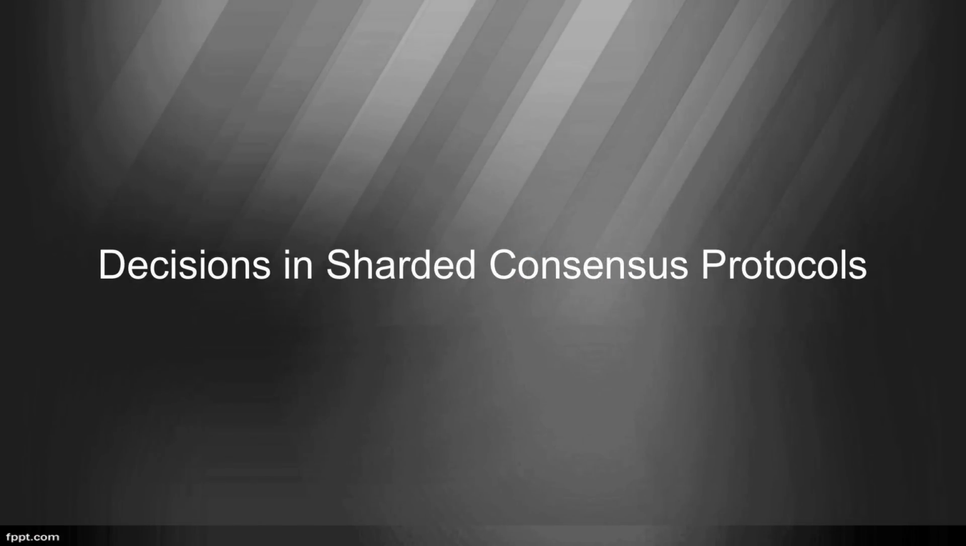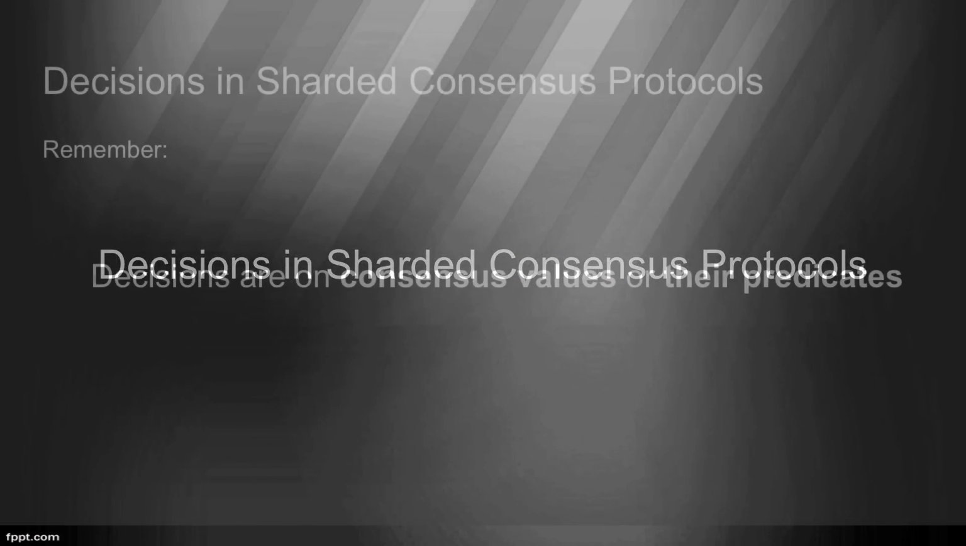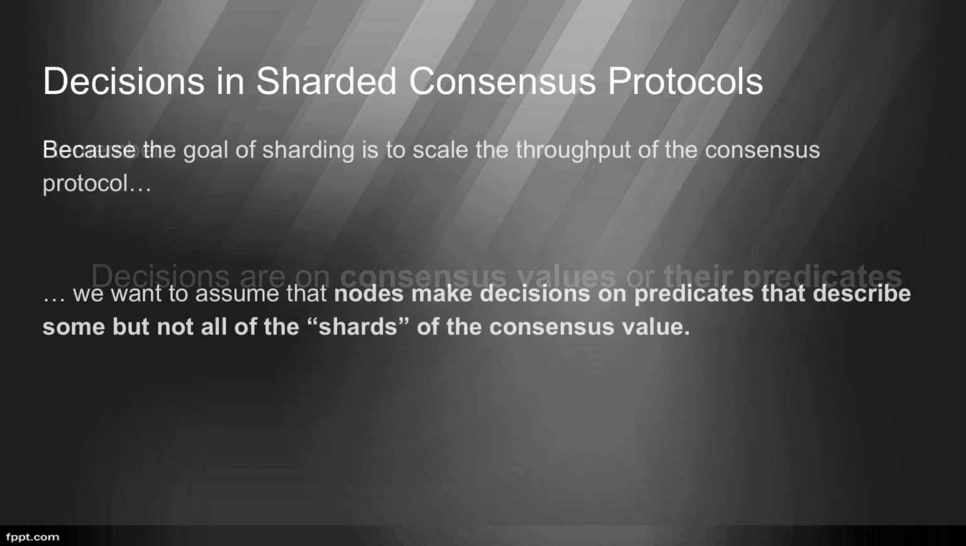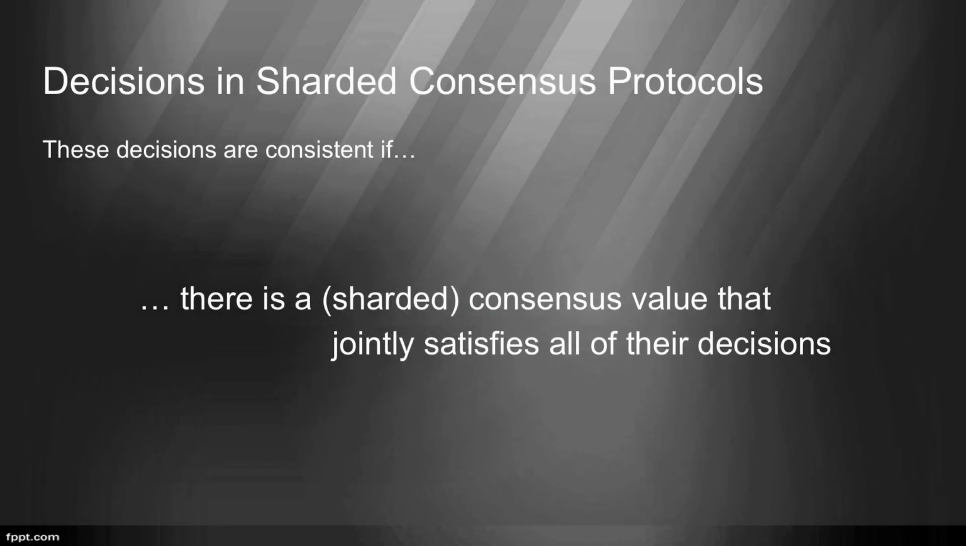So remember, decisions are either on consensus values or on predicates. But because we want to increase the throughput of the protocol, we're going to insist that we're deciding on predicates rather than on the whole value. Because if we decide on the whole value, then nodes would have to decide on something for every shard. Instead, we imagine that nodes are interested in predicates that describe the value on some shards. So nodes are not interested in the whole consensus value, but only some of it, which is possible because the consensus value has more than one part. Hopefully that all seems very straightforward.